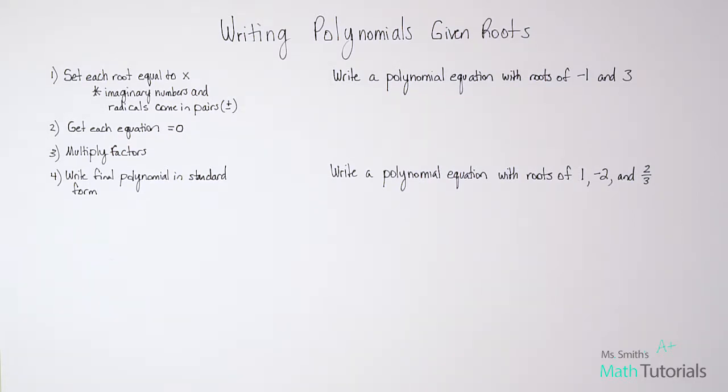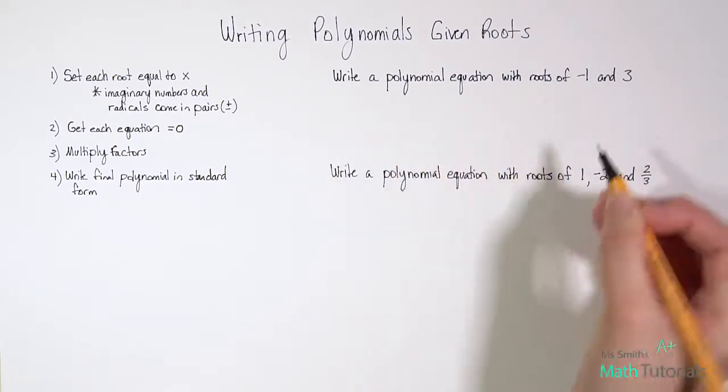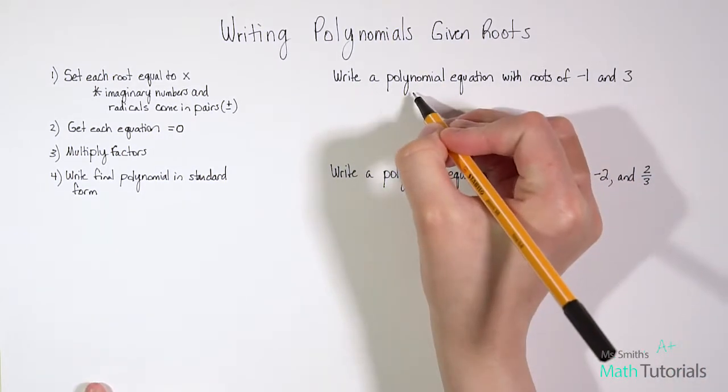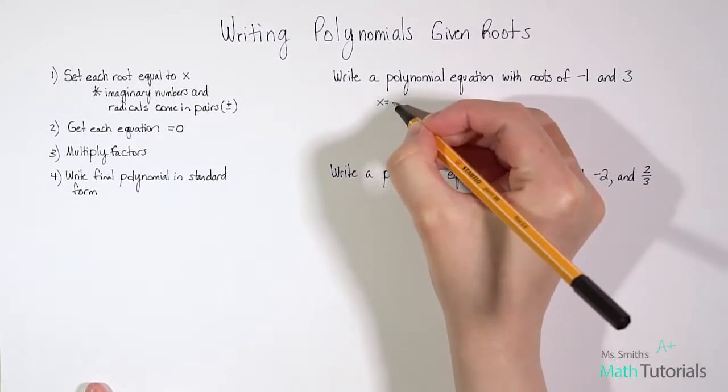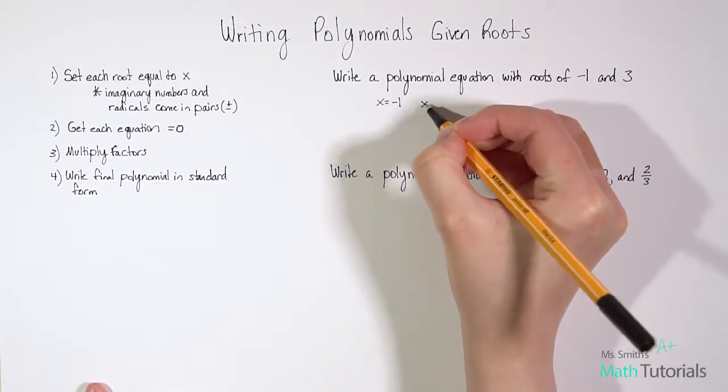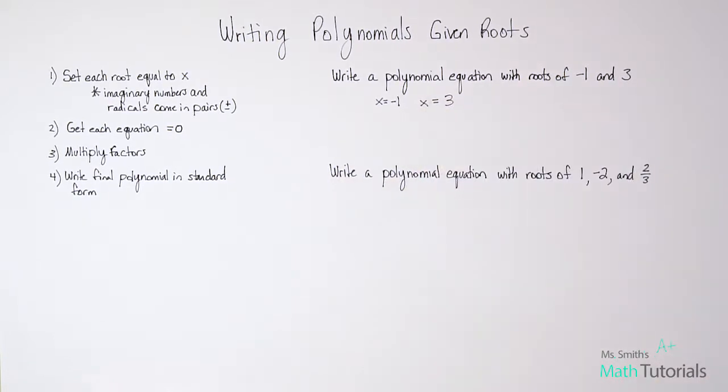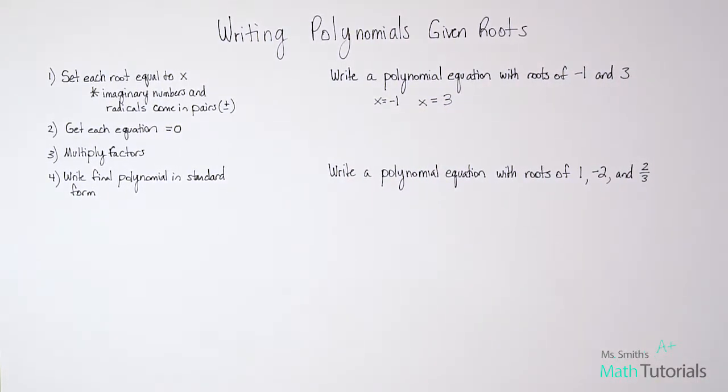Okay, so in this first example, it says to write a polynomial equation with roots of -1 and 3. So what they're saying, and also with our first step, it says set each root equal to x. So what we're saying is that when we solved this polynomial equation, we got answers of x equals -1 and x equals 3. That those were our answers. We would then want to follow our step 2, which says get each equation equal to 0.